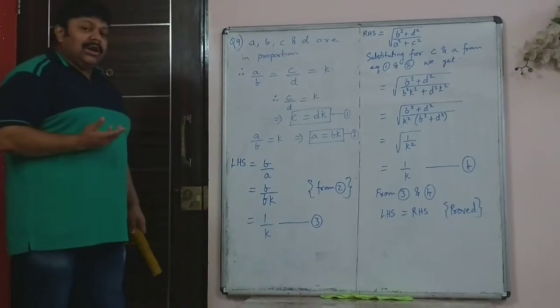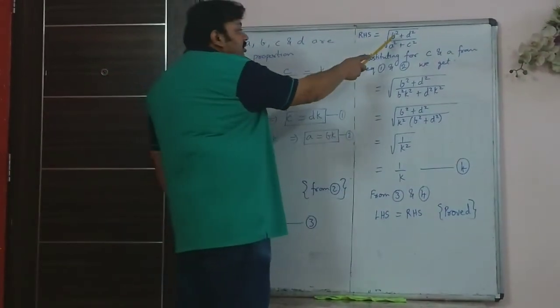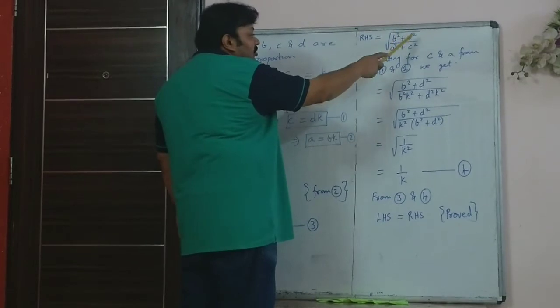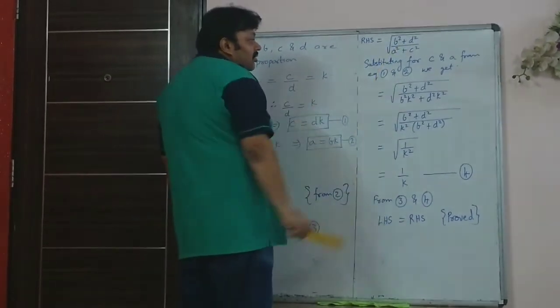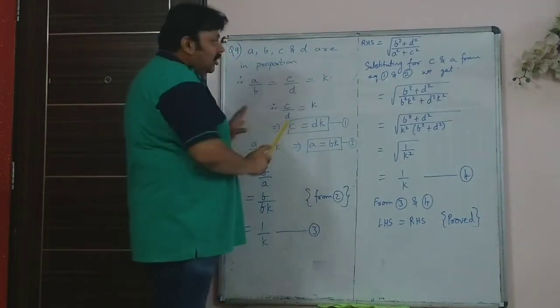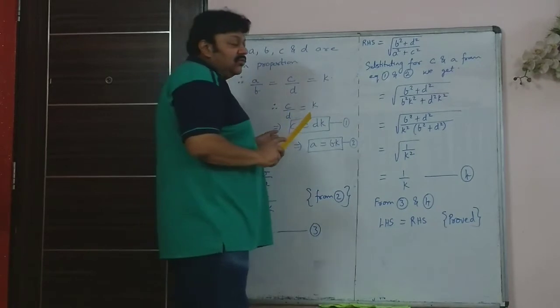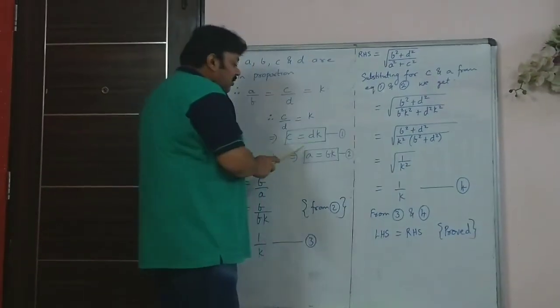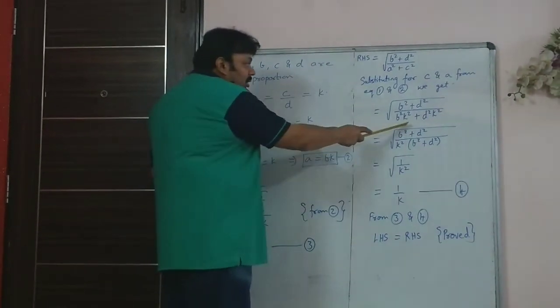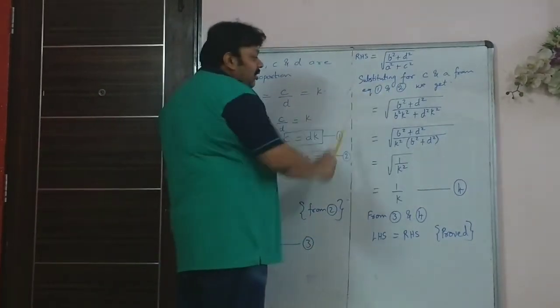Now we have to prove right hand side also is equal to 1 upon K. So right hand side is under root of B squared plus D squared upon A squared plus C squared. So substituting for A and C only. B and D will remain as they are. You are not going to do any substitution for that. So A squared will become B squared K squared and C squared will become D squared K squared. This is from 1 and 2.